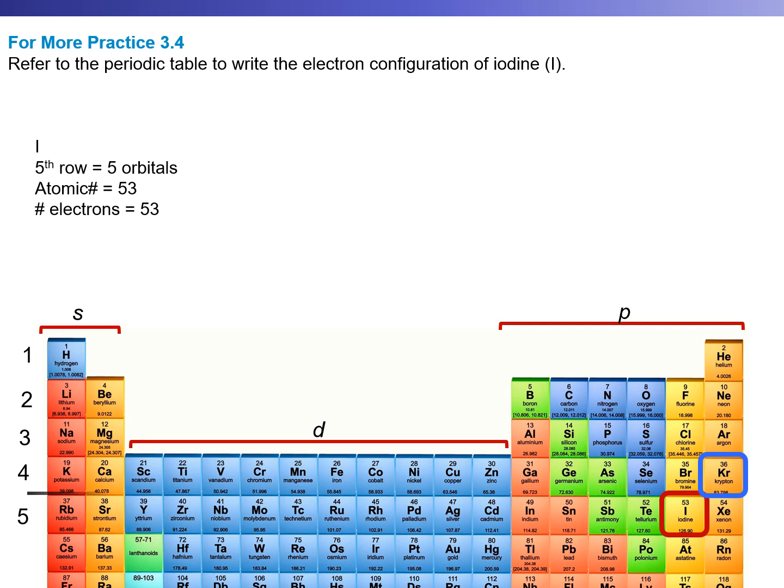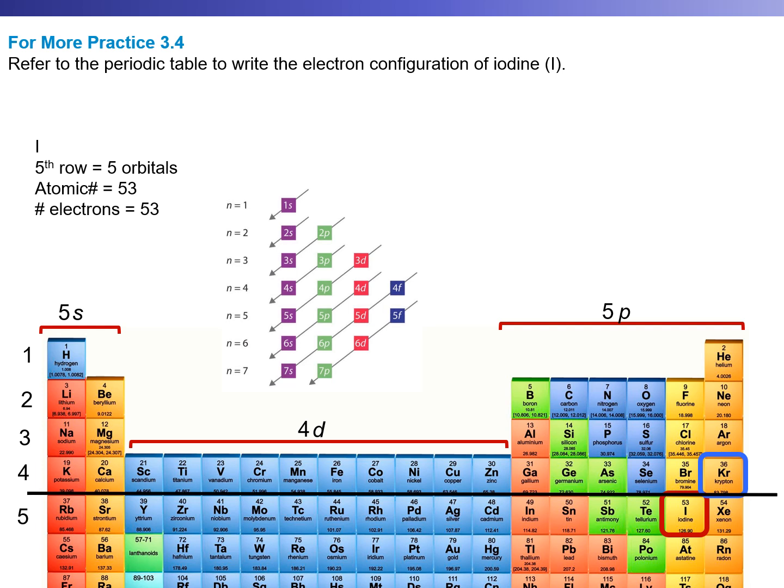We don't have to worry about F in this case because if we look at row 5, there is no mention of F. We don't get into F until we get down here in row 6. So we're just going to be worried about completing the details for 5s, 5p, and 4d. All right, let's bring up our little chart and let's get started. So we're going to fill in everything all the way through 4p. That's what we're going to fill in.